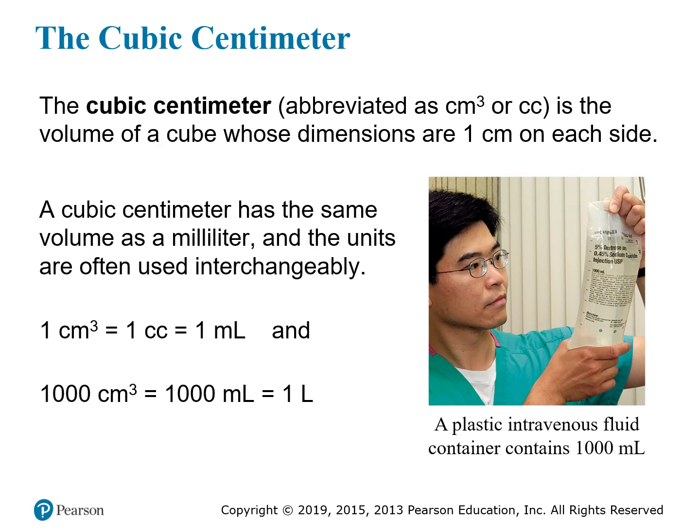The cubic centimeter is a common medical unit of volume derived from the centimeter length unit. If you have a cube where all 3 sides equal 1 centimeter, the volume of that cube will be length times width times height, or 1 centimeter times 1 centimeter times 1 centimeter, which equals 1 centimeter cubed, or 1 cubic centimeter, abbreviated as cc. It turns out that 1 cc is actually equal to 1 milliliter, so they can be used interchangeably.